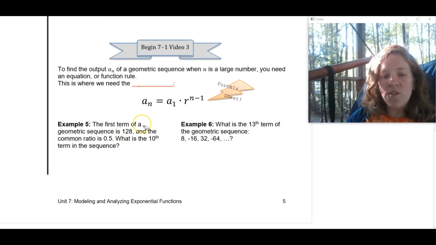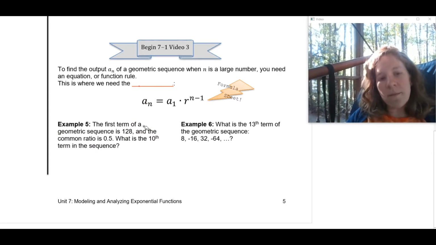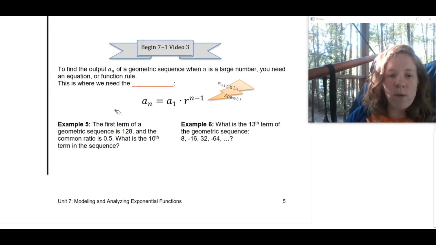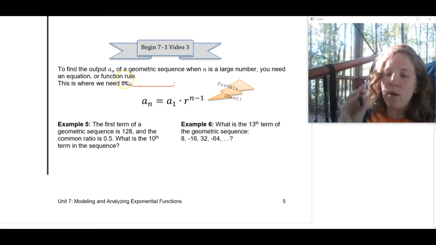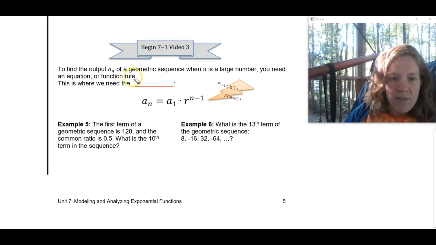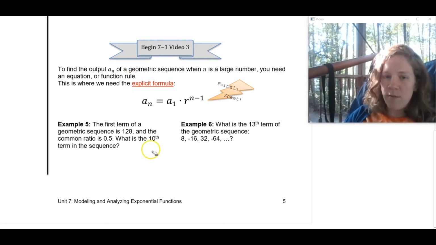So the recursive formula is great. You can continue multiplying on to get to future term numbers. But what if I want term number 100? Just like with arithmetic, we need to have another formula, one that we can just plug in the term number we want and it'll spit out the value of that term. So for this, we need an explicit formula.